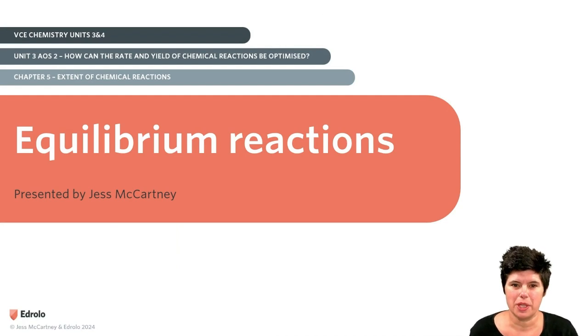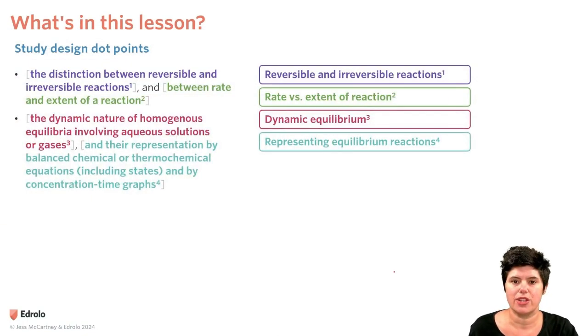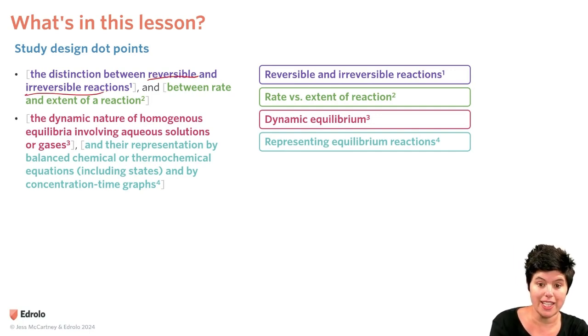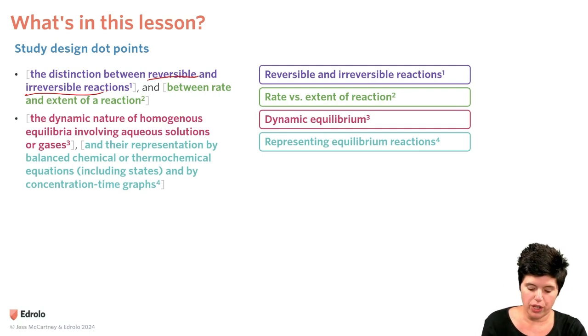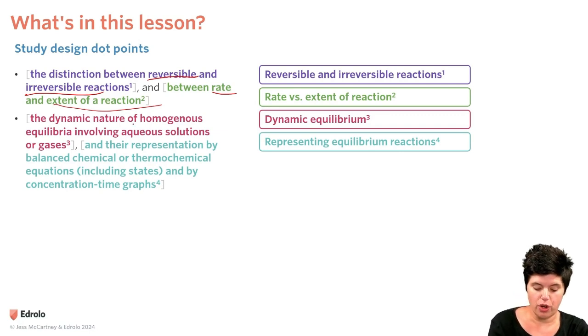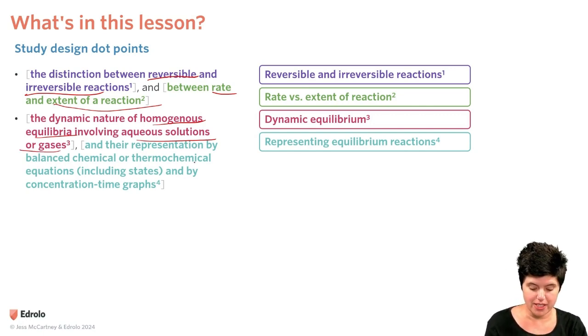We're looking at equilibrium reactions today, still in the same area of study 2: How can the rate and yield of chemical reactions be optimized? The study design dot points we're going to look at today are the distinction between reversible and irreversible reactions, the difference between the rate and the extent of the reaction, and the dynamic nature of homogeneous equilibria involving aqueous solutions and gases, as well as how they're represented in concentration and time graphs.